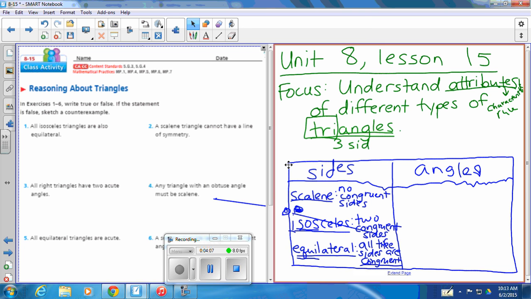All right, let's look at the angles now. When you're describing a triangle, you use the sides and the angles to describe it. Okay. So if it's a right triangle, that means that it has a right angle in it. What's the symbol for a right angle? Good. It has a little box in the corner.